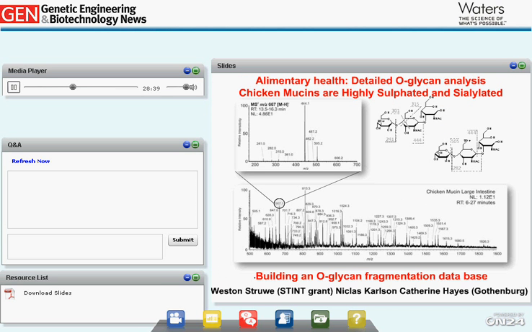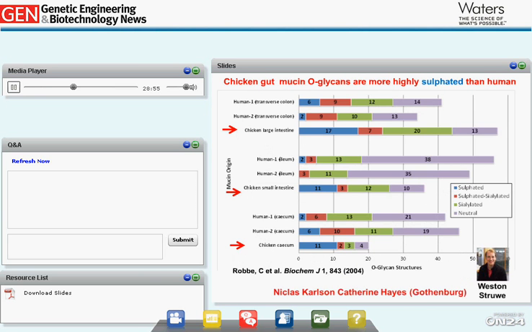So here you can see one particular peak that was then identified using mass spectrometry, and it turned out to have to be both sulfated and sialylated. And this is really state-of-the-art glycoanalytics. It enables us to see that the chicken intestine has very many more sulfated structures than the human intestine. And this explains in part why Campylobacter is a commensal in chicken, but actually very toxic to humans.